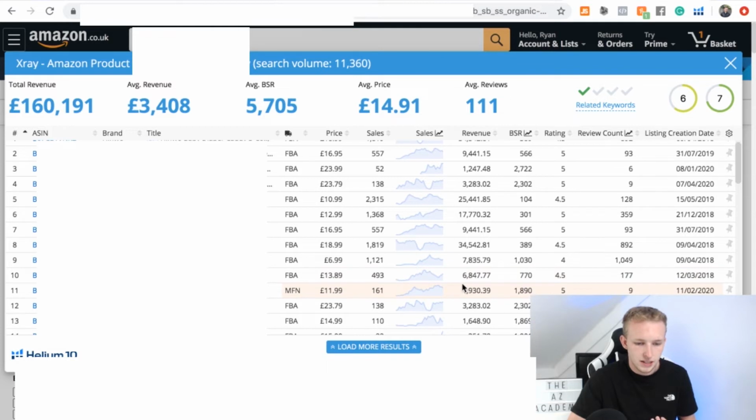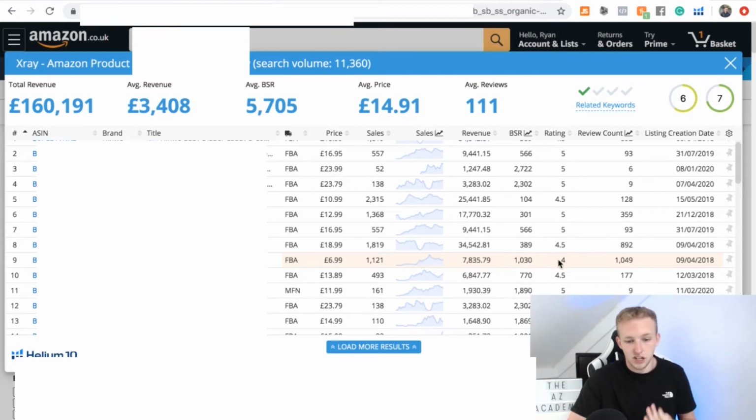Now there are a few outliers to that. This guy's an MFN seller, so I won't really pay too much attention to him. This guy is selling for $14.99, so slightly cheaper. This guy is selling extremely cheap at £7, probably why he's getting so many sales. Probably not the best quality product and things like that.